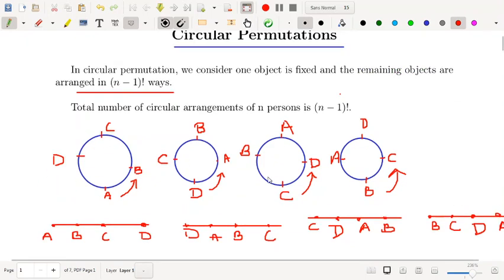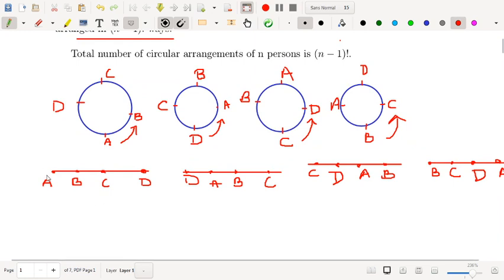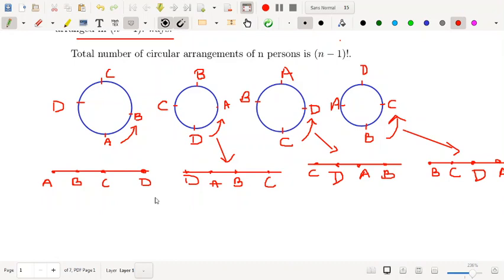Now look at the linear arrangement. If you arrange the 4 persons along a line, then take the first diagram ABCD, and if you write the shifted circular arrangements as linear arrangements, each one is different. And the last one, written as a linear arrangement, is also different. So linear arrangement is different from circular arrangement. In circular arrangement, if you keep the same anti-clockwise direction, it will be the same. But in linear arrangement, they are different.